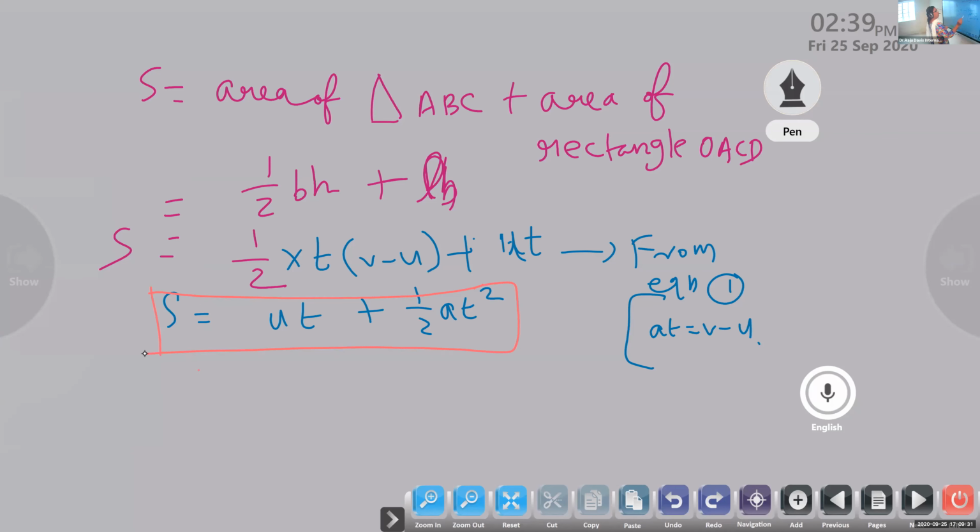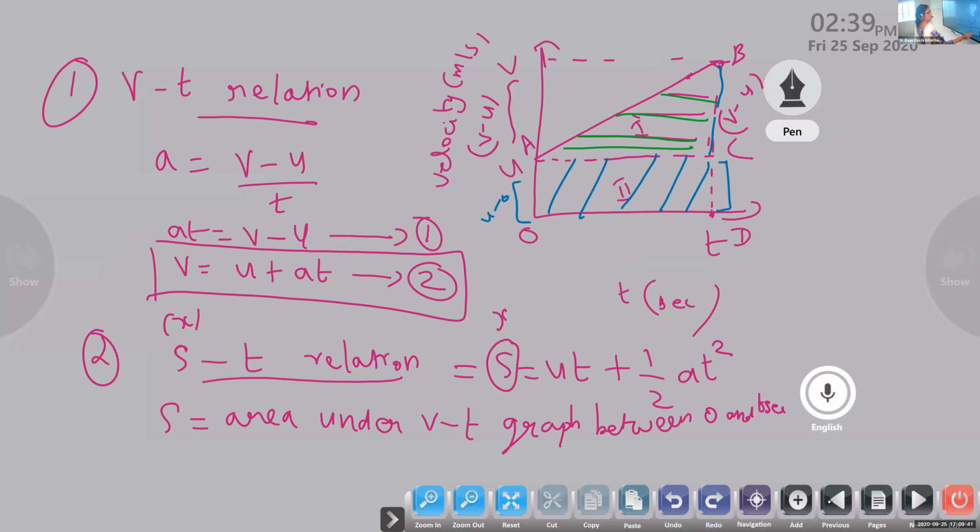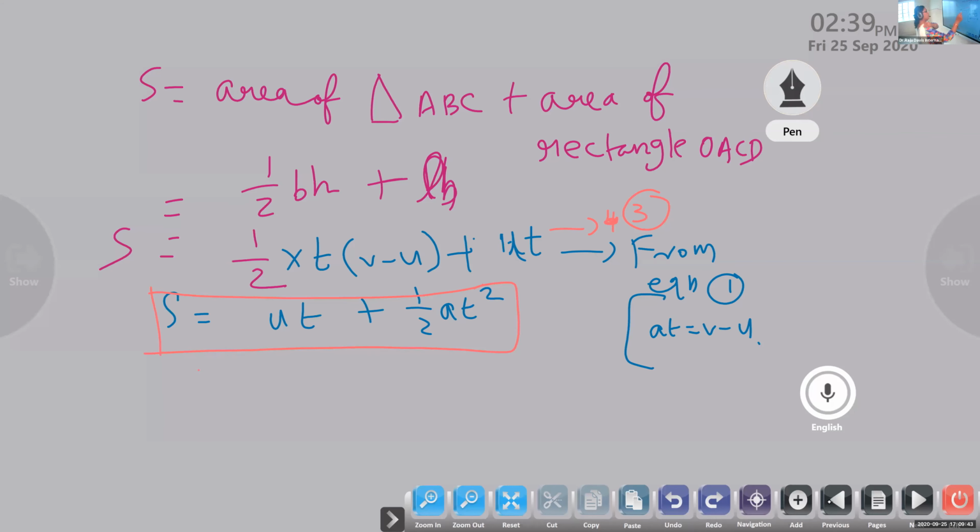Let us give this one as equation 3. This you give as equation 3. And this you give as equation 4, because we require this equation for the next derivation.